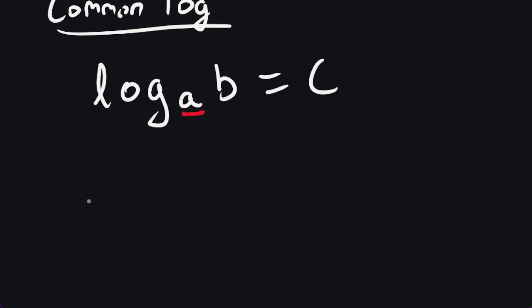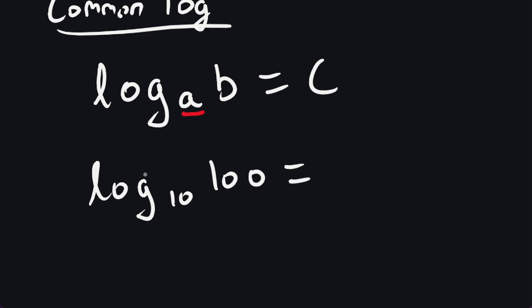So if that base was 10, log base 10 of, let's say, 100, what does this equal? We know 10 to the power of 2 is 100. We know 10 squared equals 100. So that means log base 10 of 100 equals 2. So we can write that down.